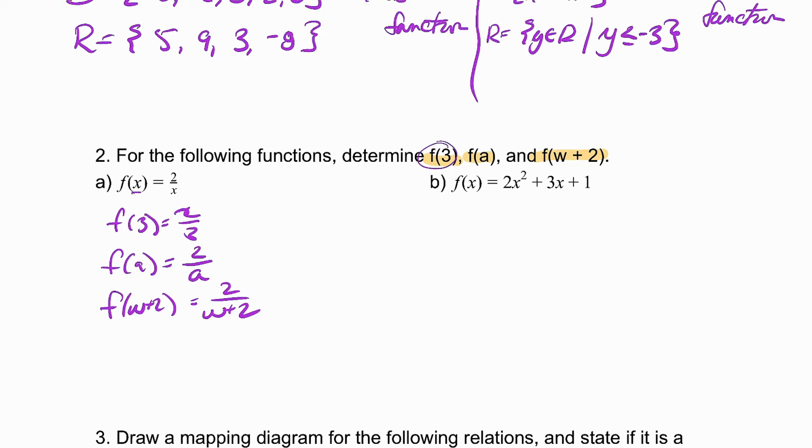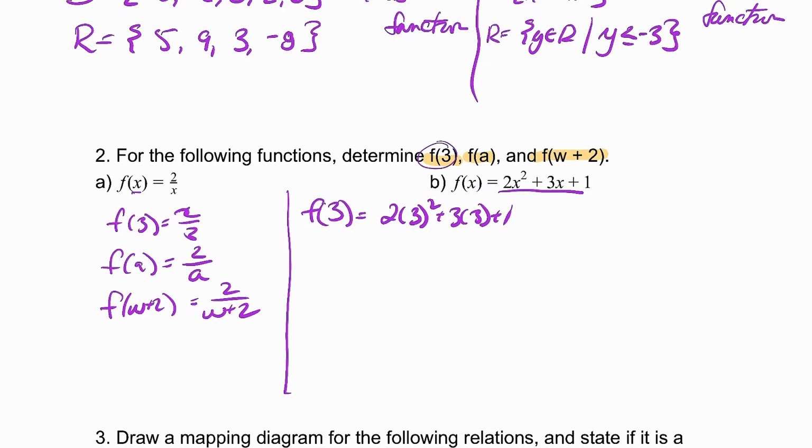And can we simplify that any further? No, we're done. So let's go off to b, where it's a little bit more difficult here because it's actually a quadratic relation or quadratic equation that we're given. So here f of x, or f of 3, is going to be 2 times 3 quantity squared plus 3 times 3 plus 1. So notice that whatever I replace x with, I put it in brackets.